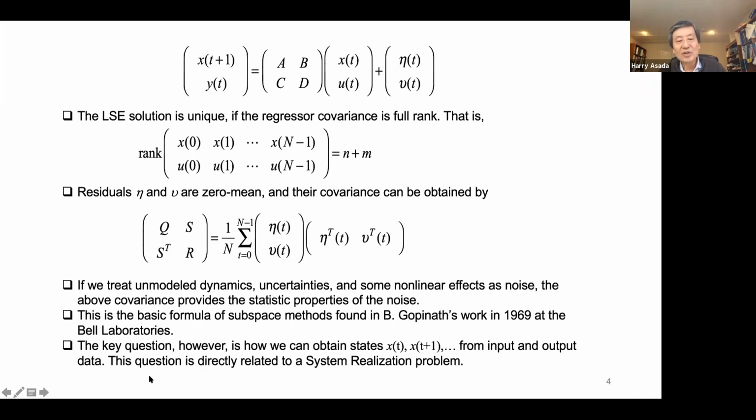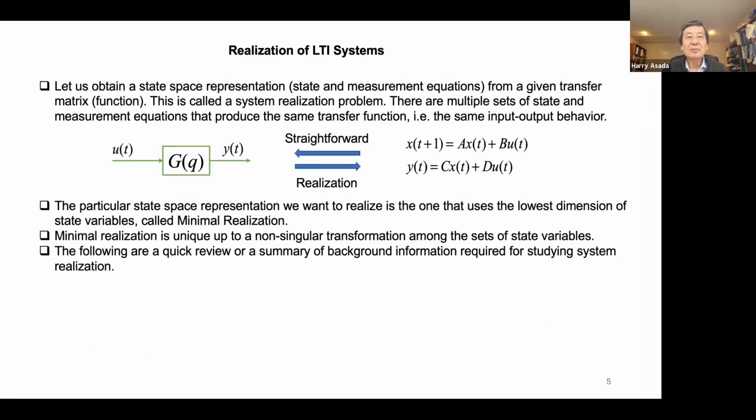Okay, and this question is directly related to our system realization problem. So you get a little bit of new terminology, system realization. So let's look at that. System realization is the problem, given an input-output transfer function for linear time invariant systems, we'd like to construct its state space representation, which consists of state equations and output equations in this way.